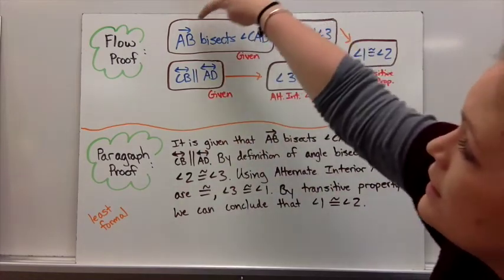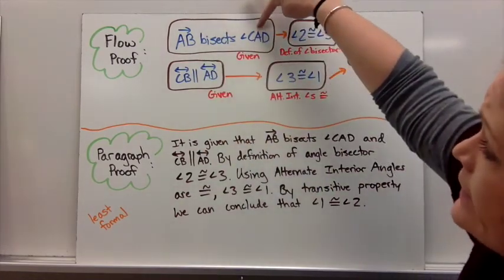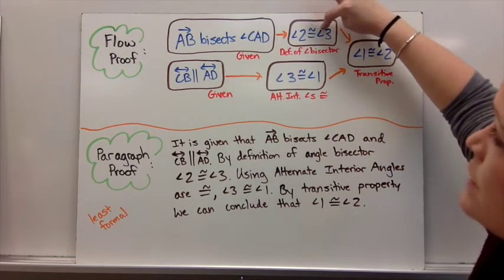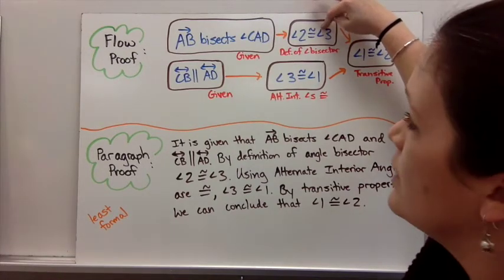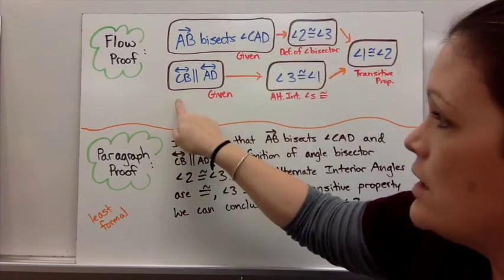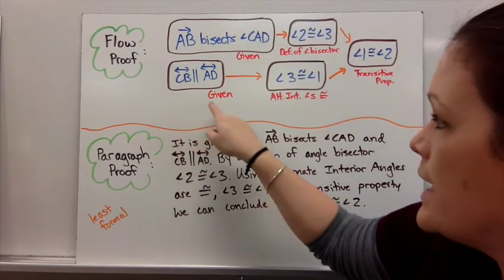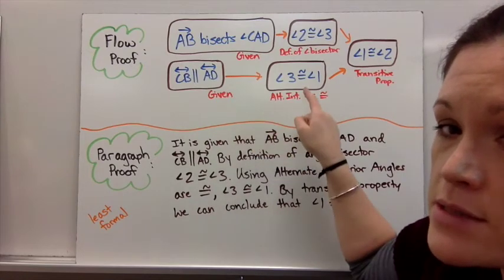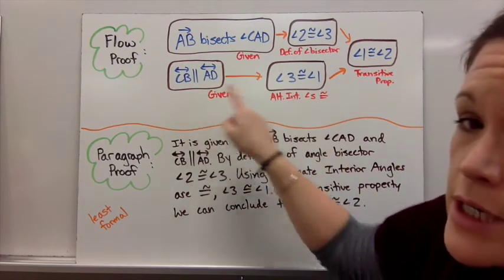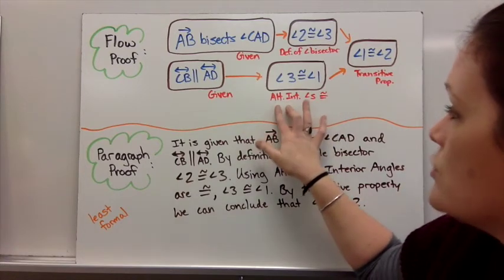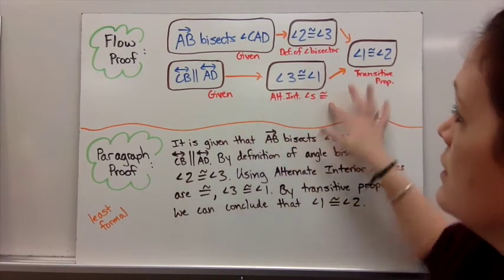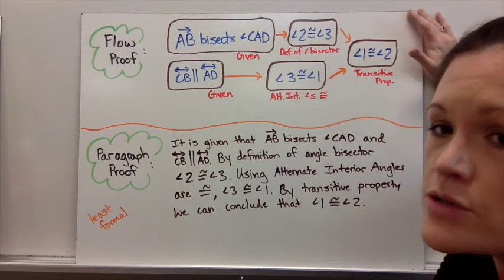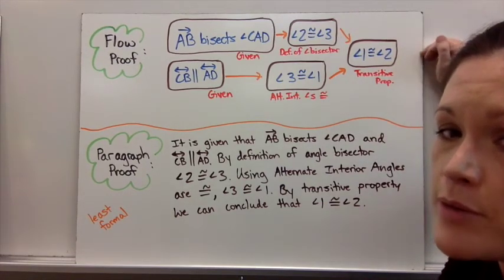So we were given that ray AB bisects angle CAD. Knowing that, we were able to go to angle 2 is congruent to angle 3 because of the definition of angle bisector. Given that line CB is parallel to line AD, we could conclude that angle 3 was congruent to angle 1. Those 2 things are connected, and that's because alternate interior angles are always congruent. Then these 2 statements come together at the end to say angle 1 is congruent to angle 2 by the transitive property.